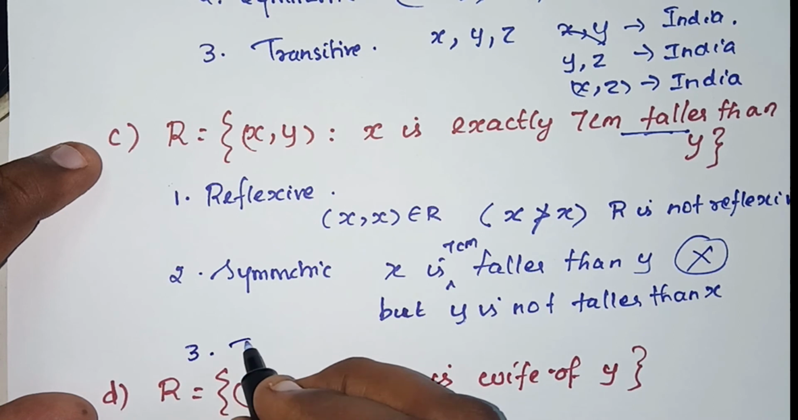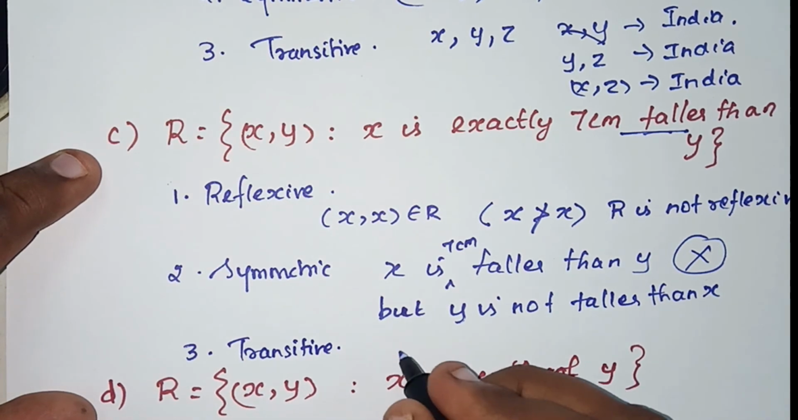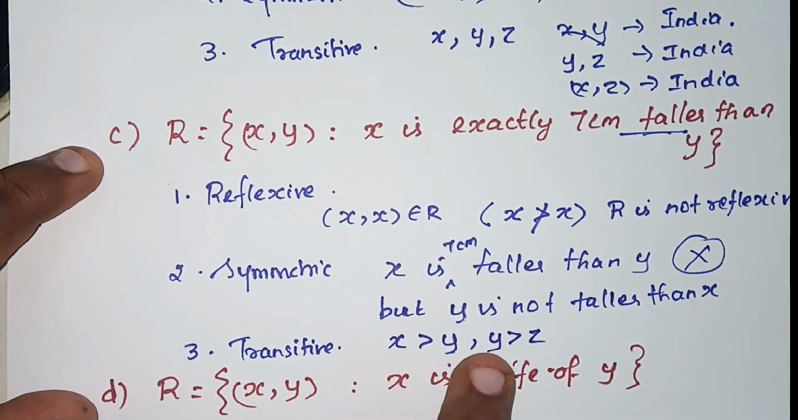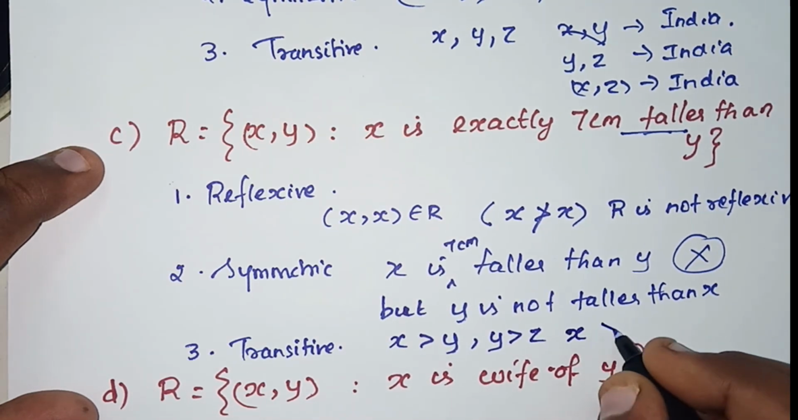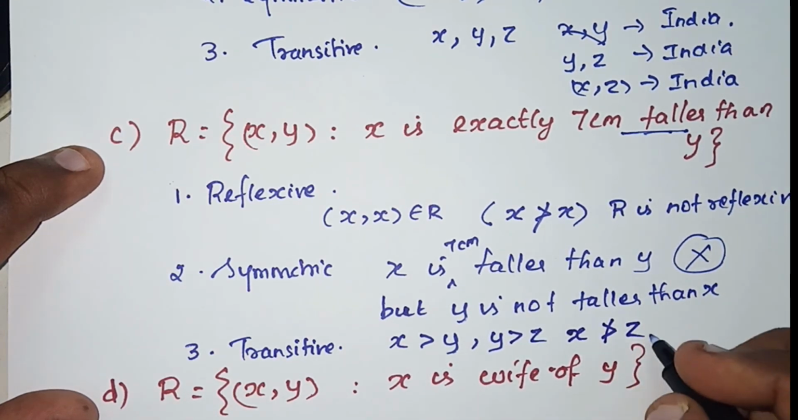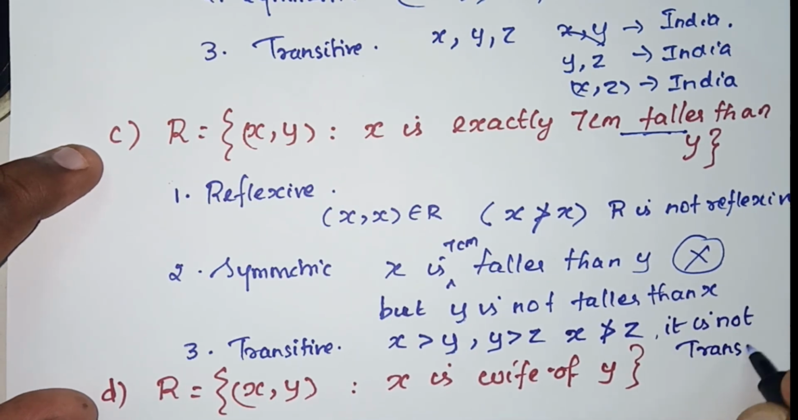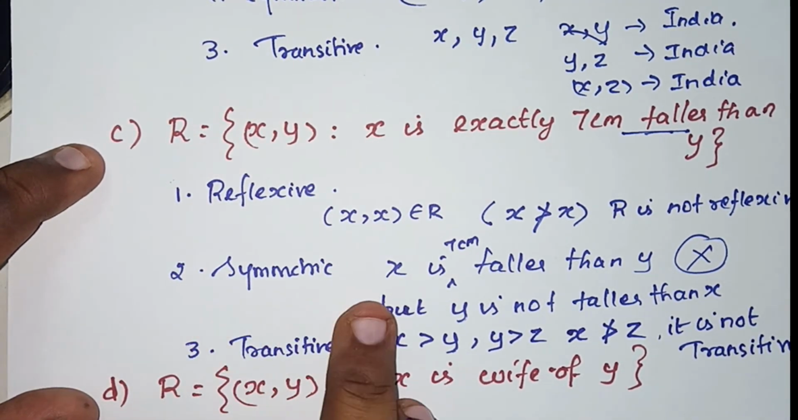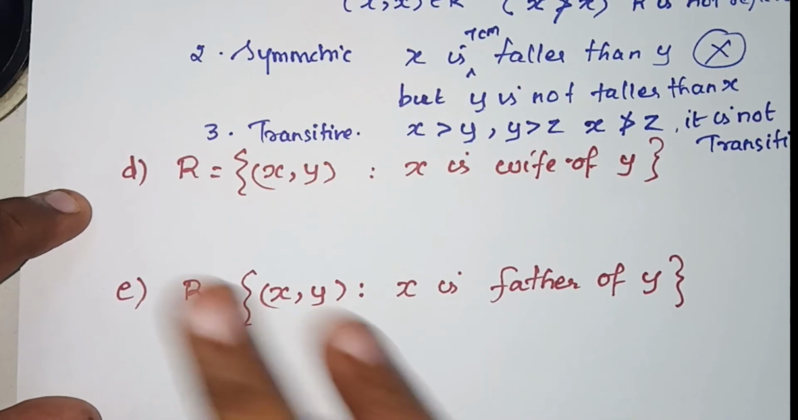Next is transitive. X is taller than y. Y is taller than z. Obviously, x is not exactly 7 centimeter taller than z, right? So it is not transitive. We need to understand the relation. It will be helpful for us.